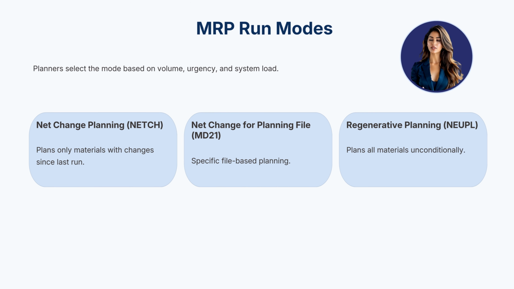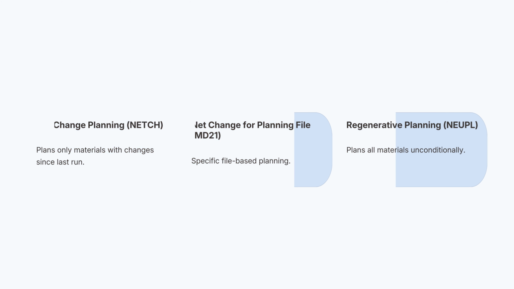MRP run modes. SAP supports several run modes for flexibility. Net change, NETCH, plans only changed materials. Net change for planning file plans flagged materials. Regenerative planning, NIT, reprocesses all materials regardless of change. Choosing the right mode ensures balance between completeness and performance.